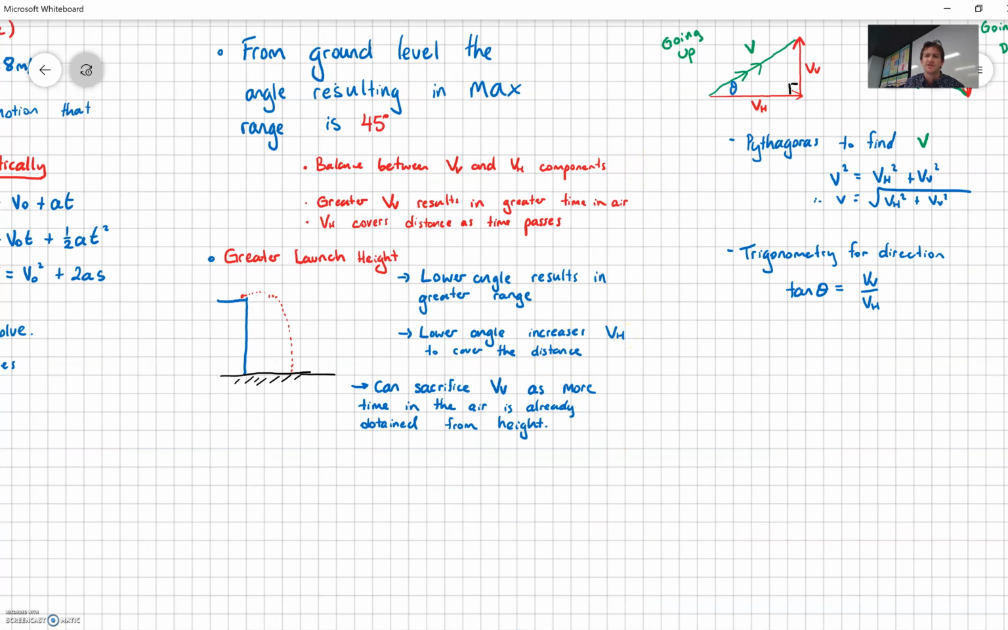And we can do that because we've already got more time of flight from the fact that we're launching from higher up, so we get more time in the air. So we can sacrifice the vertical velocity because we've already got more time in the air due to being from a greater height. So we can spend more of our velocity on the horizontal velocity to give us greater range from that.